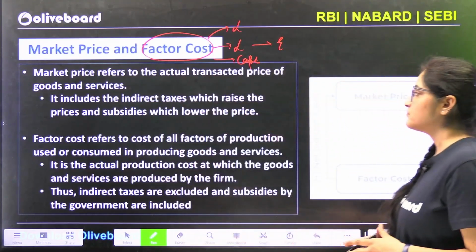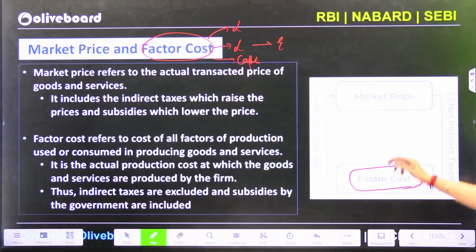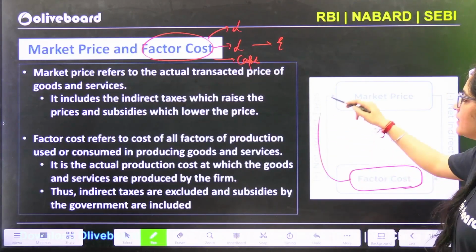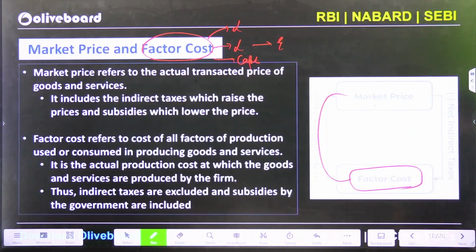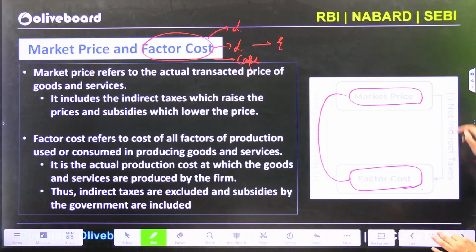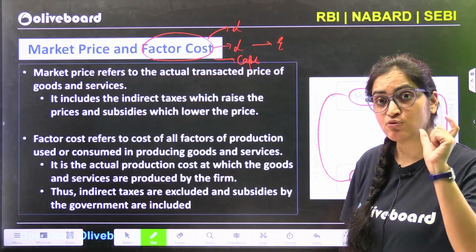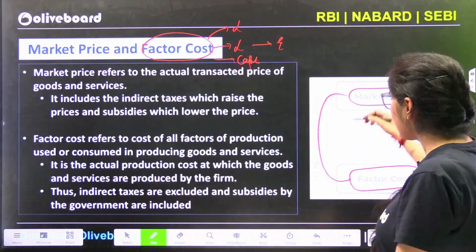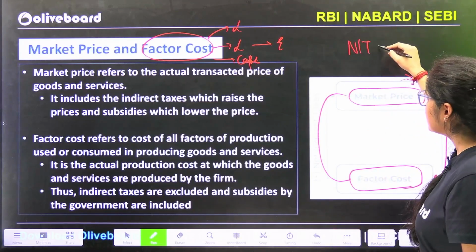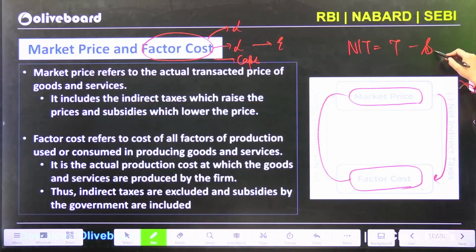That means when I am given this factor cost and I want to calculate the market price, I am going to add net indirect taxes. And if I am given the market price and I have to calculate factor cost, I am going to subtract net indirect taxes. Now, net indirect taxes is nothing but the taxes that you are paying minus the subsidy that the government is giving.